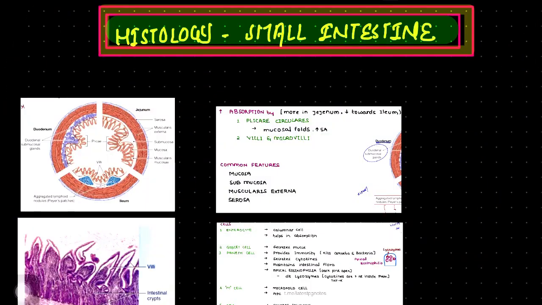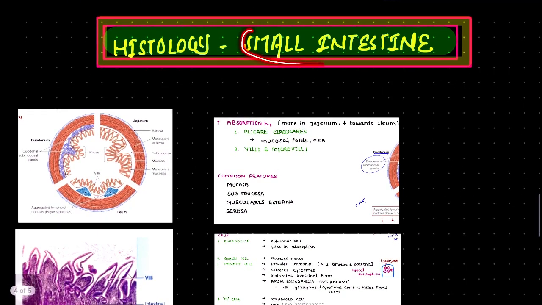So welcome back, and the topic of discussion that we are going to have is the small intestine, the histology of the small intestine. Before getting into the topic, let us see what the structures in the small intestine are. The structures in the small intestine are the duodenum, jejunum and ileum. We'll be talking about their similarities and their differences in histology.